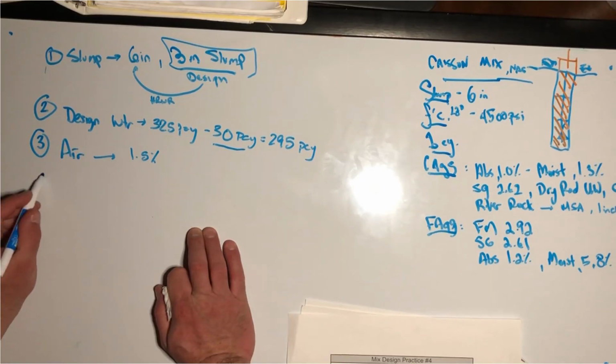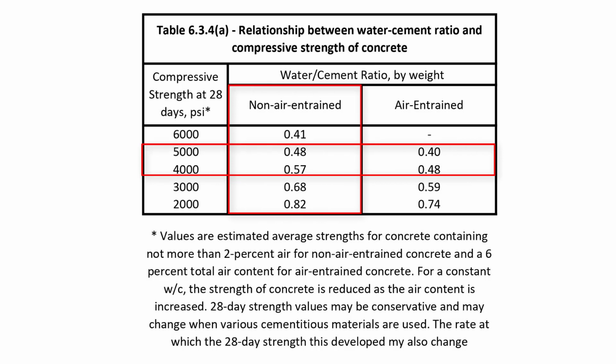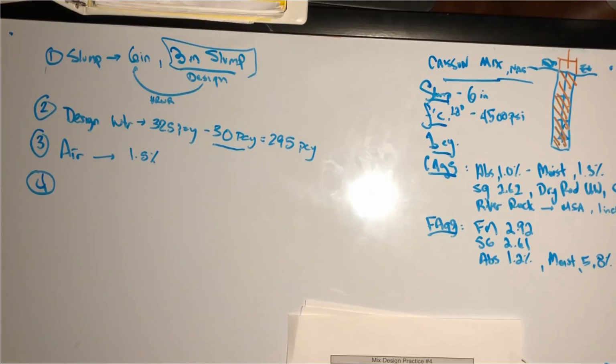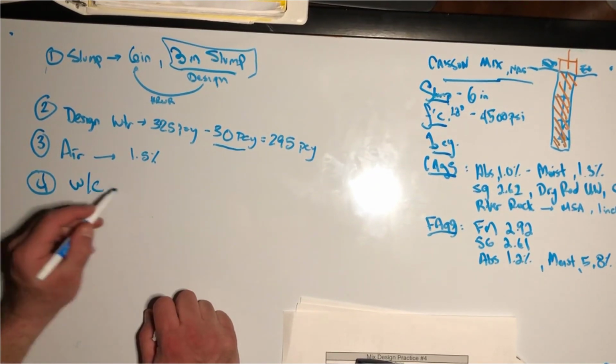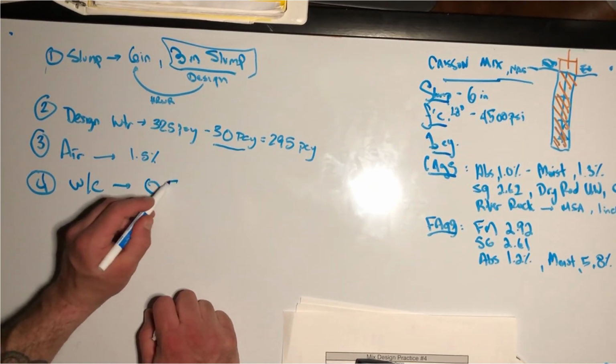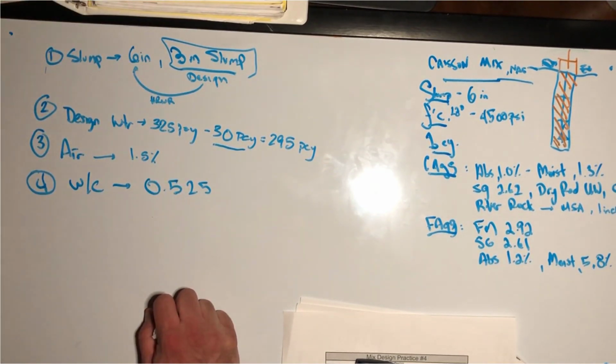Okay, so now we're going to go to step number 4, which is table 6.3.4a. For non-air entrained concrete, let me get my calculator. It says to use somewhere between a 0.48 for 5,000 PSI and a 0.47 for 4,000 PSI. So we'll take the average. So we're going to do a water cement ratio of 0.525.